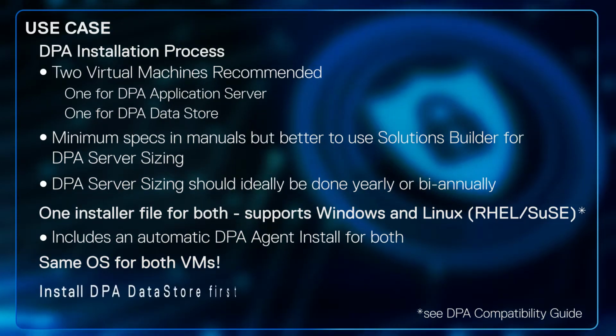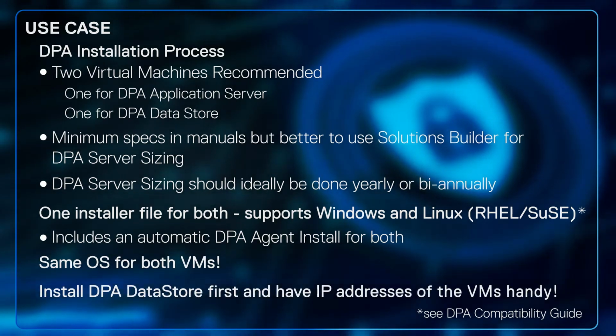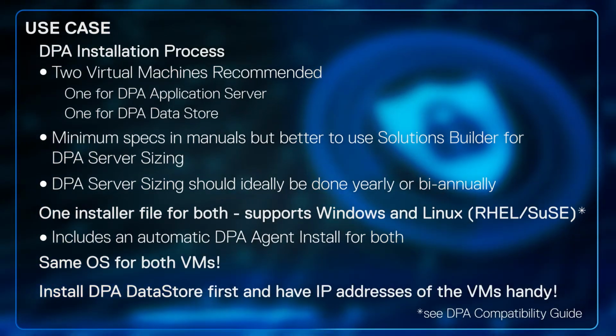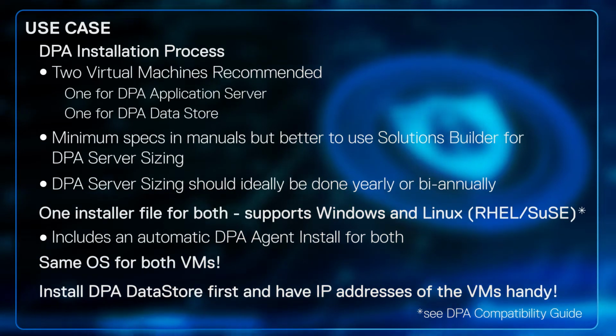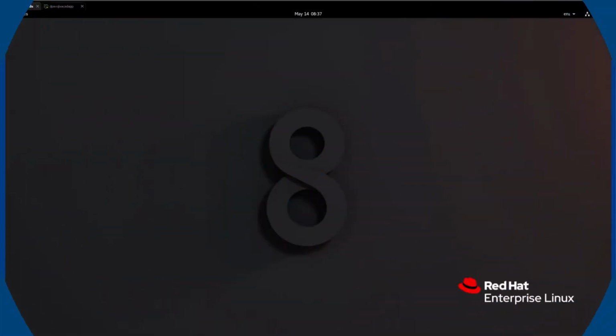And when installing, you would install the DPA data store first. Do have the IP addresses of the virtual machines handy for the installation process. So let's jump right to it. Here I've got two Linux virtual machines. Everyone knows Windows is reasonably easy to use as such, but let's do a variation and do a Linux install.